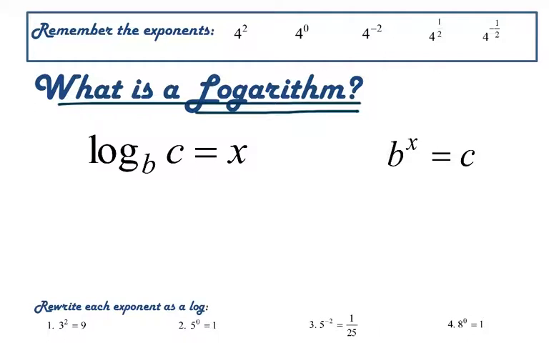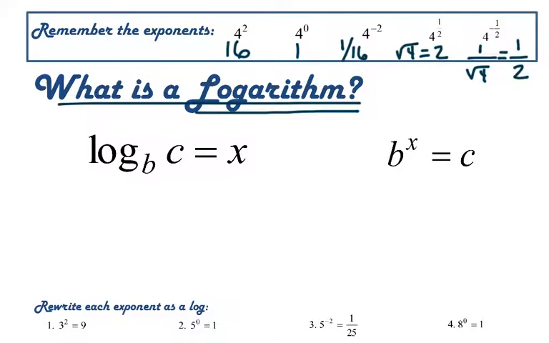So we just kind of remember our exponents. Like really quickly, what's 4 squared? Right, 16. 4 to the 0 power, 1. 4 to the negative 2, 1 over 4 squared, or 1/16. 4 to the 1/2, now we know, is the square root of 4, which is 2. And then in a last minute twist there, 4 to the negative 1/2 would be 1 over the square root of 4, or 1/2.